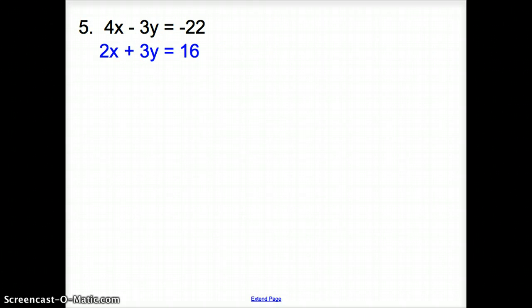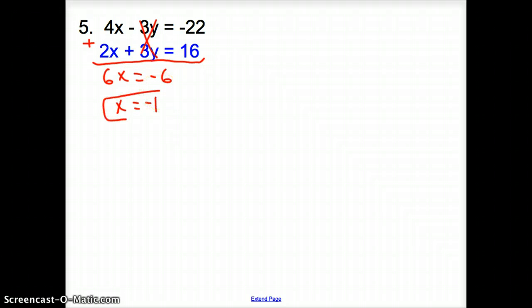Looking at 5, again, when we use elimination, we want to see if we have any same amount of variables. Here our x's are different, but our y's are both 3's. Now here we have a negative 3y and a plus 3y. So since we have opposite signs and the same number, we're going to add them up. So when we add, we don't have to touch the signs. So we add our x's up, 4x plus 2x to get 6x. Negative 3y plus 3y is 0, so I'm not even going to write that down. And then negative 22 plus 16 is going to be a negative 6. Dividing by 6, we get x equals negative 1 for one part of your answer.